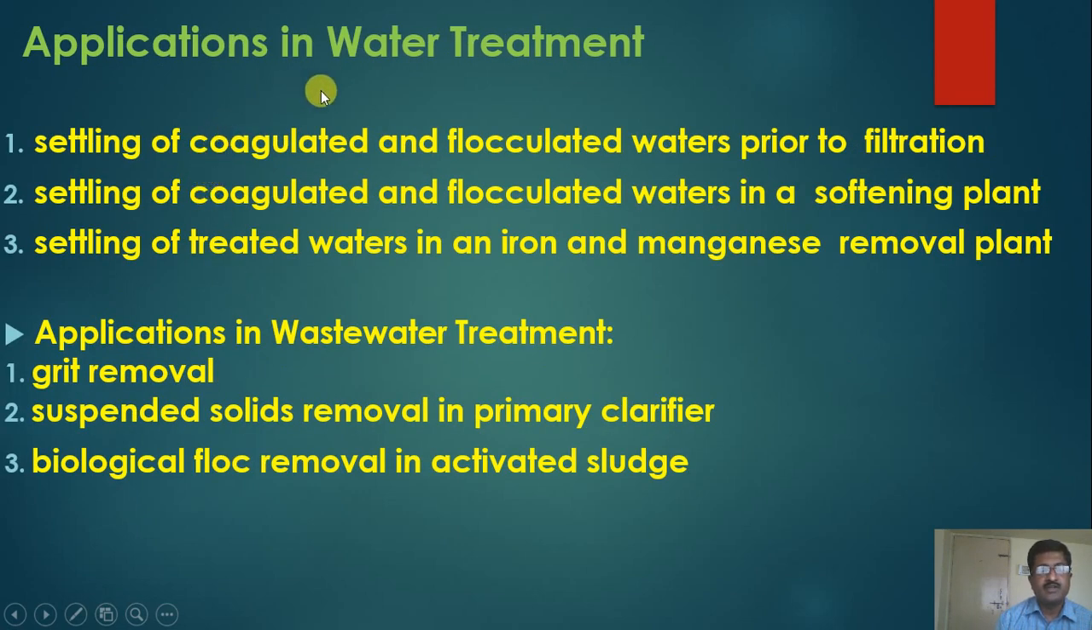What are the various applications in water treatment? Settling of coagulated and flocculated waters prior to filtration, settling of coagulated and flocculated waters in a softening plant, and settling of the treated waters in an iron and manganese removal plant. These are the different applications in water treatment processes. Sedimentation is also required in wastewater treatment, but today we are concentrating on water treatment. In wastewater it is used in grit removal, suspended solid removal in the primary clarifier, and biological floc removal in activated sludge.